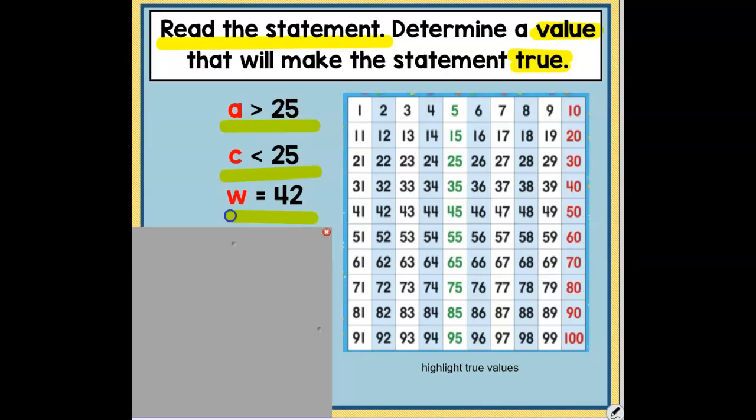or you could say equivalent to 42. They have the same value. So what number could I plug in for W? This one's a little trickier. There's only one value that would be equivalent to 42. It would be 42. Okay?